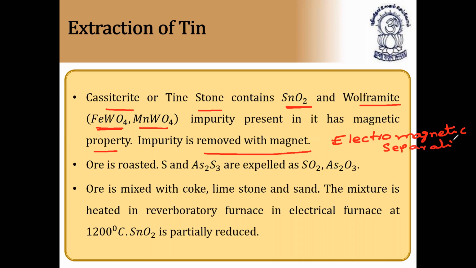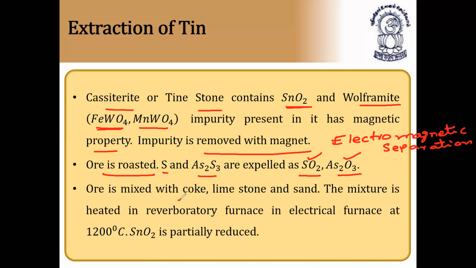Then what is the next step? In the second step, the ore is roasted. The tin dioxide is roasted strongly. And what are the impurities present in it? Sulfur and arsenic sulfide are expelled as sulfur dioxide and arsenic oxide. So when tin dioxide is roasted strongly, it forms tin dioxide again, but the sulfur present in the ore and the arsenic sulfide are also roasted, and they convert into sulfur dioxide and arsenic oxide gases.